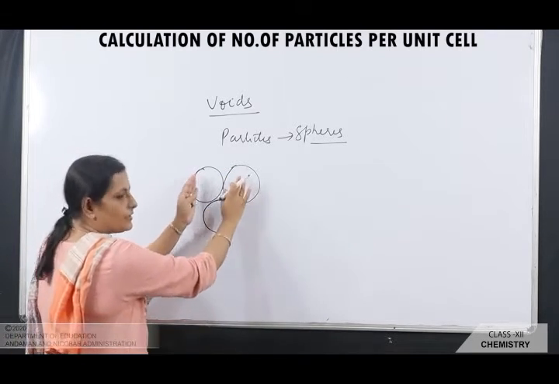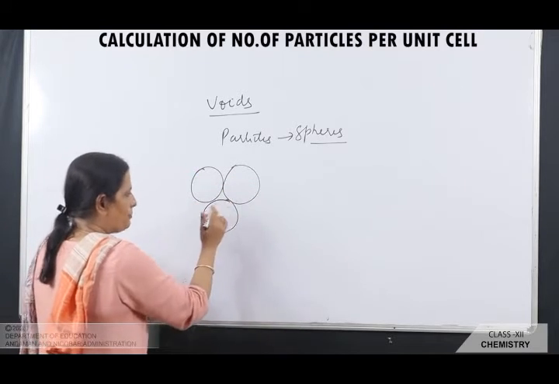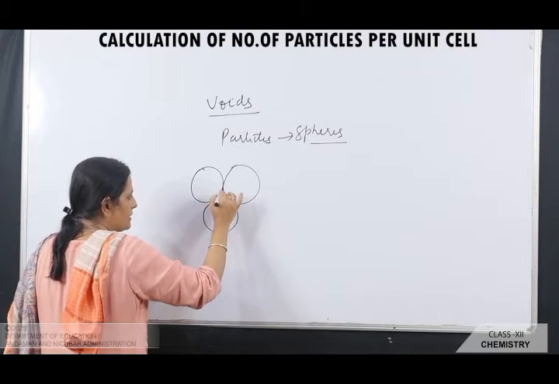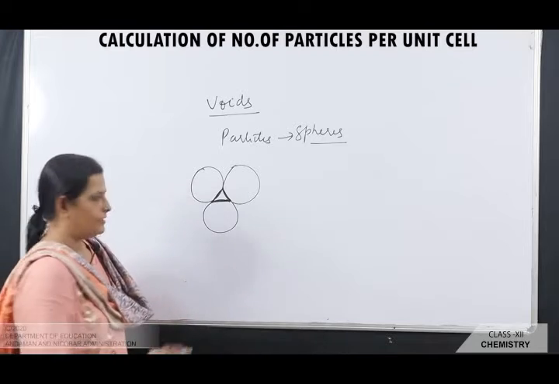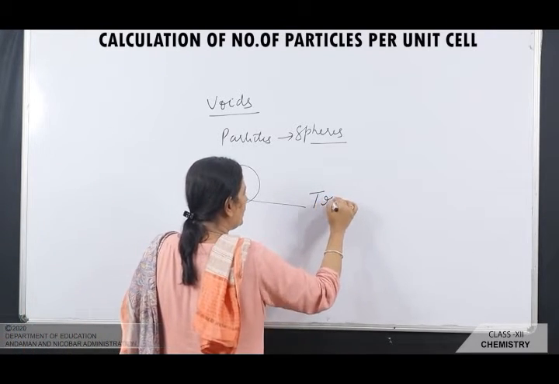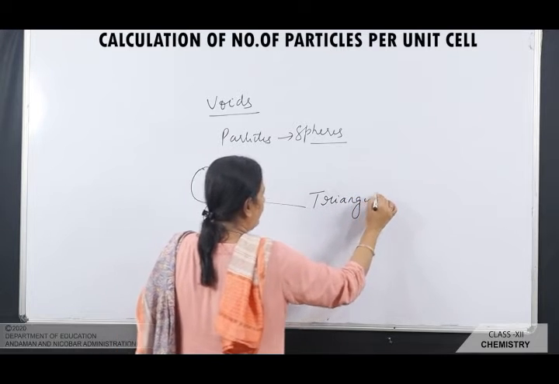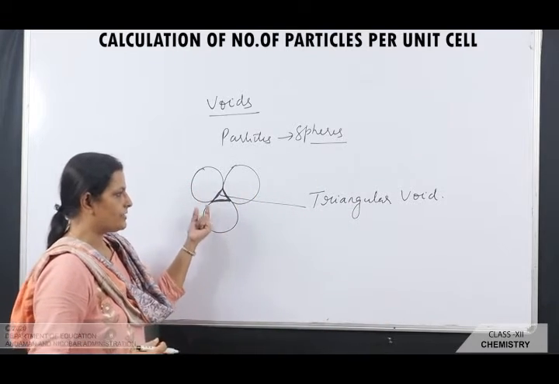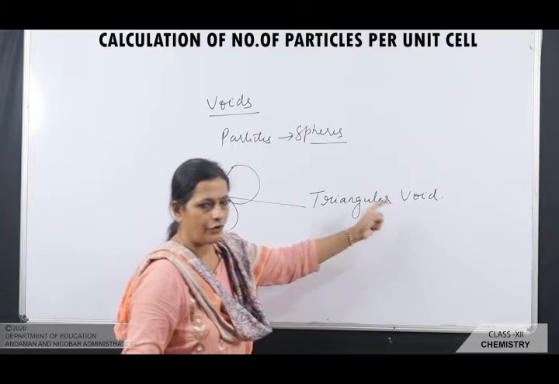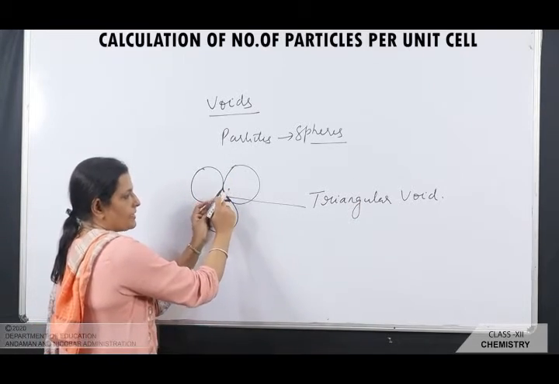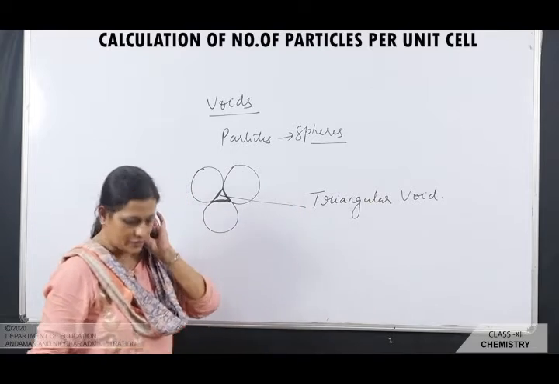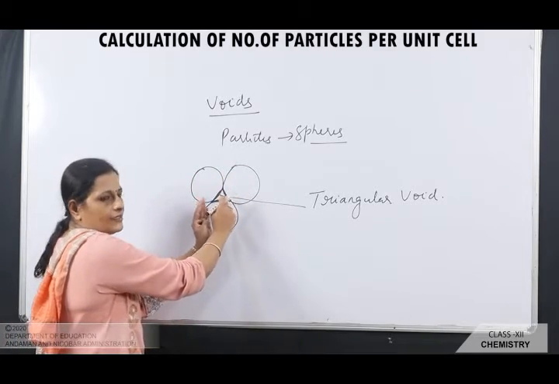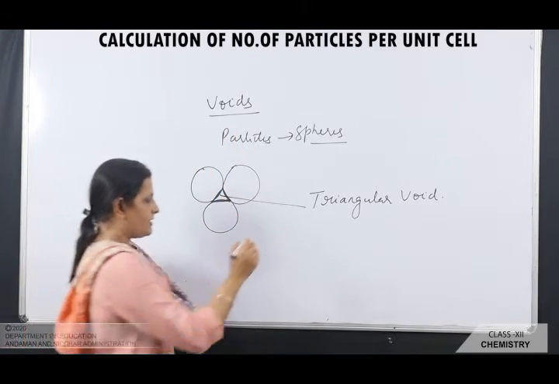Now here how many spheres are touching? 3 spheres are touching. That means the 3 constituent particles. After the 3 spheres touching, some vacant space is coming. See the shape of the space. It has got a shape of a triangle. So this we'll call it as triangular void. So understood what is a void? Void is the space left between the touching spheres. So when three spheres are touching, the space coming is known as triangular void. Void is the space left between the touching spheres is known as what? Void.